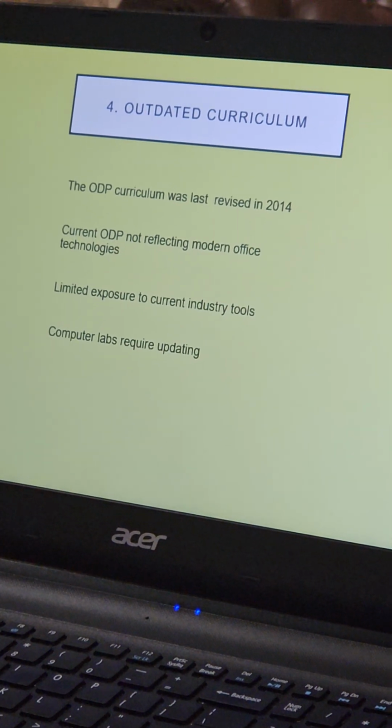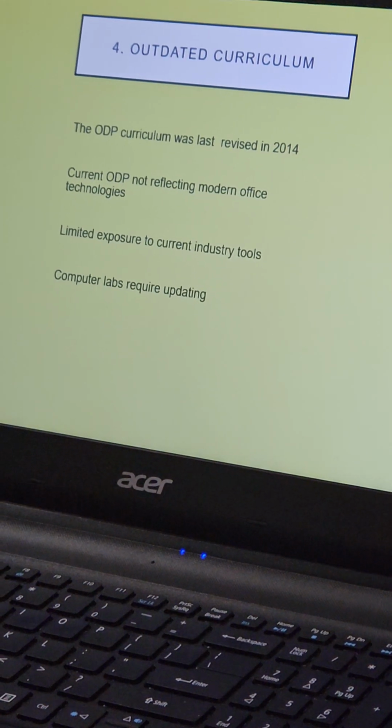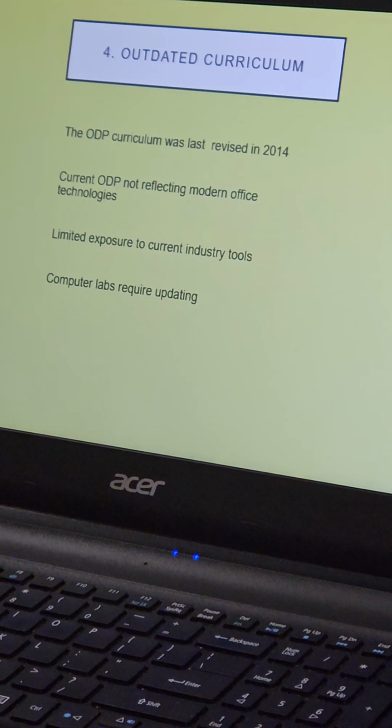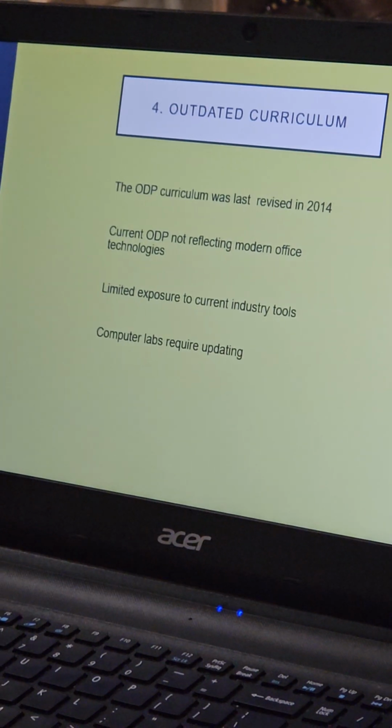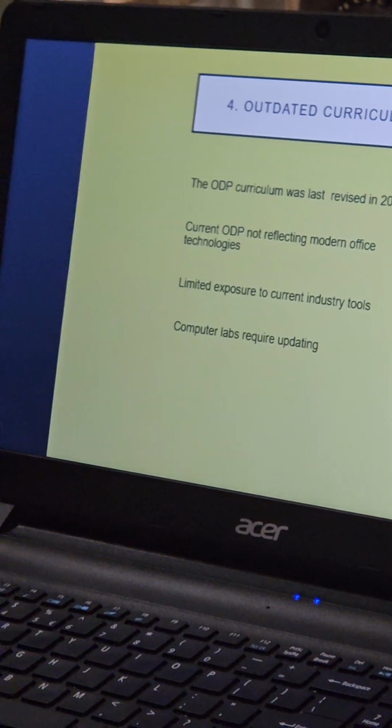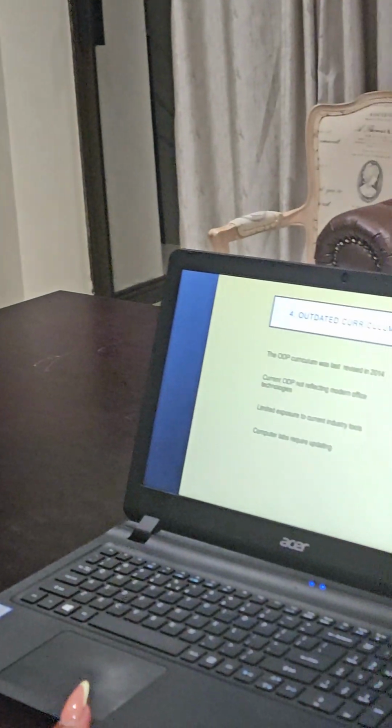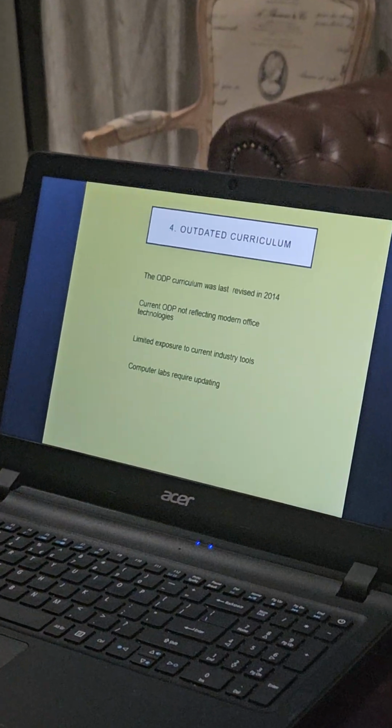The outdated curriculum in slide 4 is talking about the ODP curriculum that was last revised in 2014, meaning that from the time that it was revised to date, it's an 11-year gap. So you can imagine with this technology that is rapidly changing, that the gap within the content that we're teaching our students will not align with the requirements that are actually being stated by industry. Hence, they are struggling with the modern office technologies that we are supposed to match with industry.